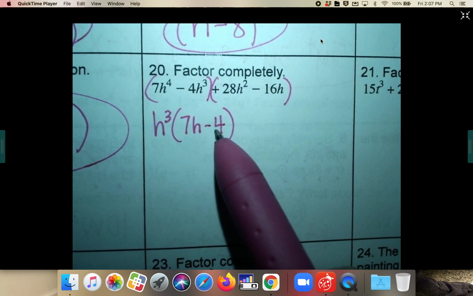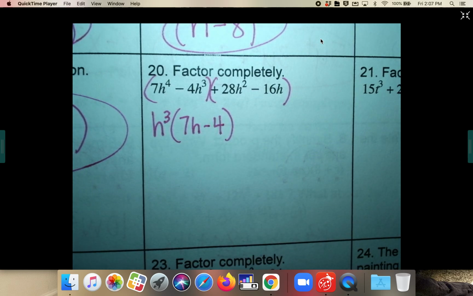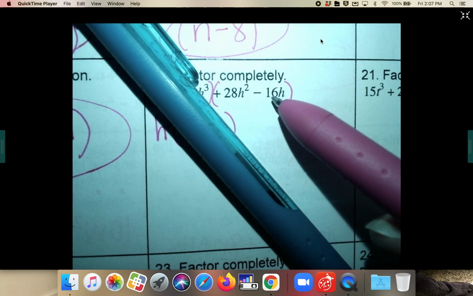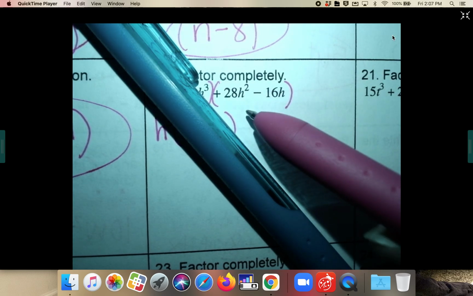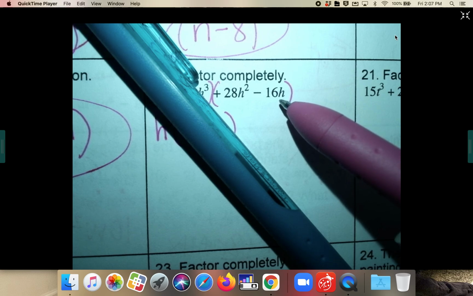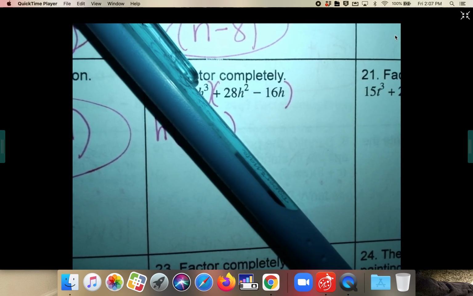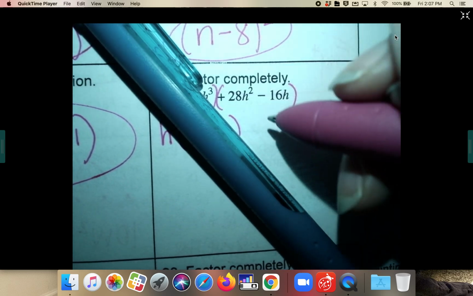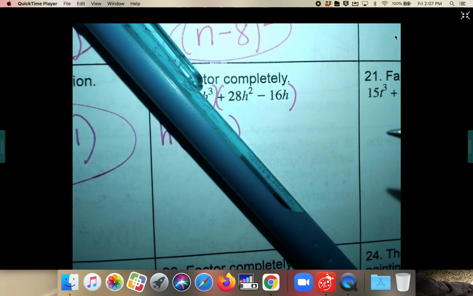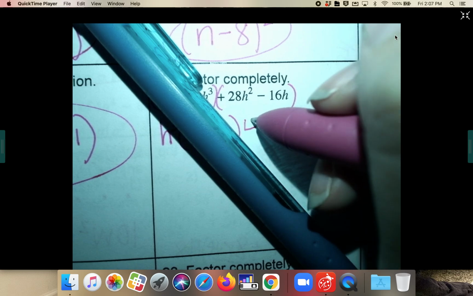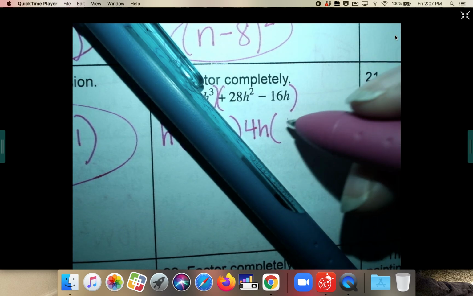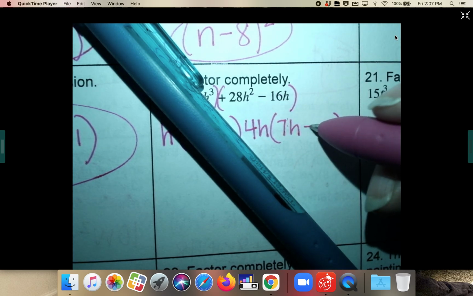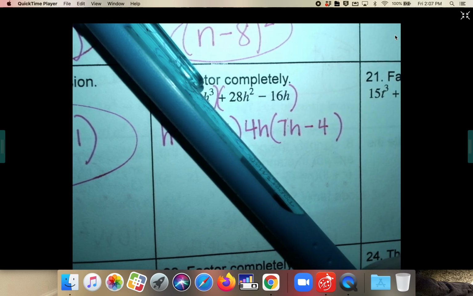Okay, double check that when you distribute, this is what you would have got. Okay, now let's look at just my second group. What is the greatest common factor I can pull out of 28h squared and negative 16h? It would be, I don't think 28, maybe 4? 28 divided by 4, yes, 4. So we want to pull out 4. Oh, and we can also pull out an h from each one. So we're going to pull out 4h. Huh, interesting. Okay, 4h, and it would leave inside the parentheses 7h and minus 4.